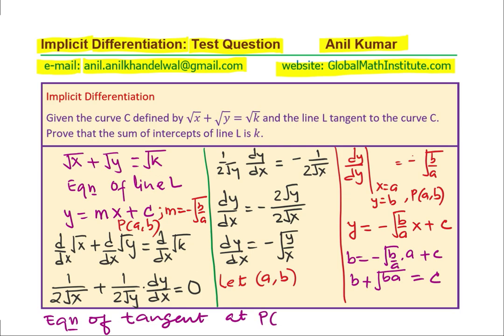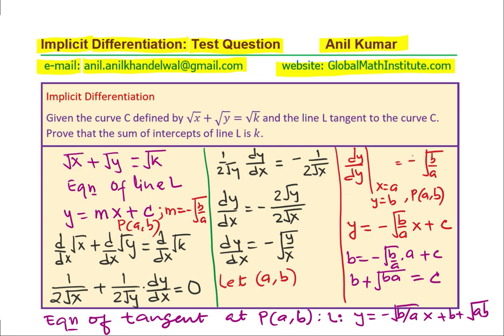At a point P, which is (a, b), the equation of the line L is y equals minus square root of b over a times x plus b plus square root of ab, since that is your y-intercept. Now the question is, we need to find the x and y-intercepts of this line and prove that the sum of intercepts is k. Perfect. So let's move on to the next page.